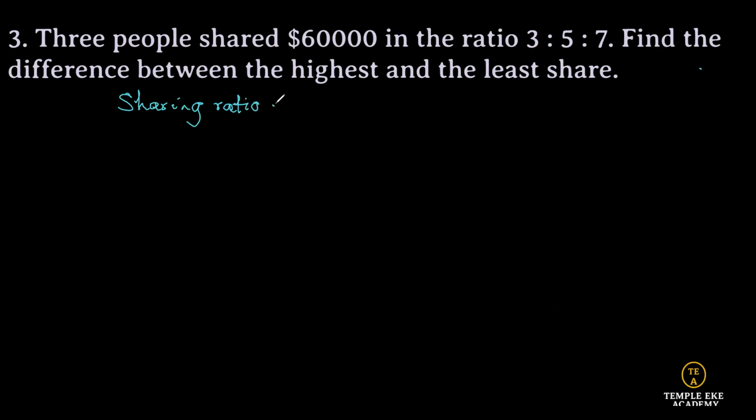The sharing ratio is 3:5:7. This is the sharing ratio. Now, in this ratio, of course, 3 represents the least share, while 7 represents the highest share. Beautiful. With the recognition of the least and the highest share, you can see that the difference between them is... the three people share $60,000. Find the difference between the least and the highest share.